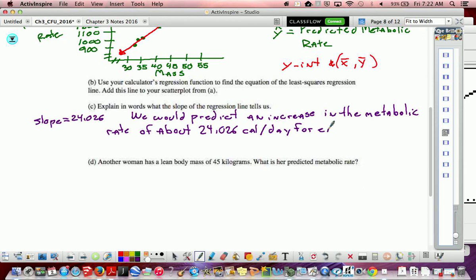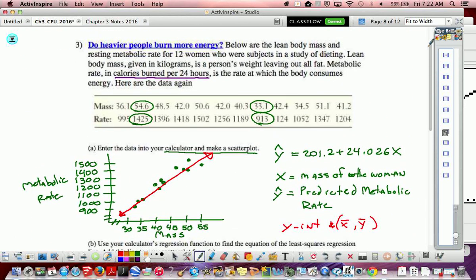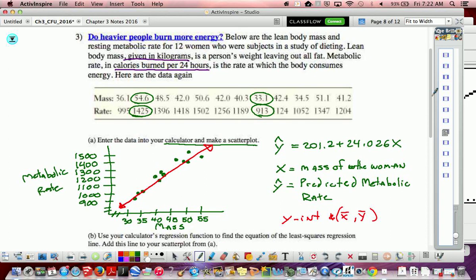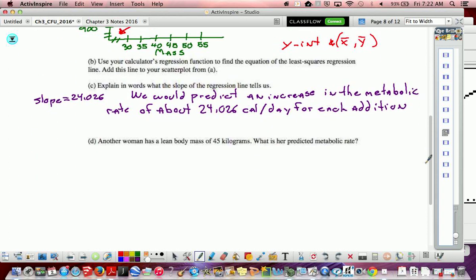for each additional, and then is it a pound? What are we talking about with the mass here? So it says lean mass given in kilograms. So for each additional 1 kilogram of body mass, that's what we were talking about.